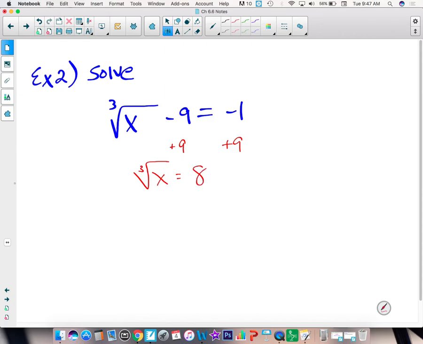So then from there, what do you think you got to do? We got a cube root, so how do we get rid of that? Cube both sides. So you have x equals 8 cubed, and I think that is 256. All right? So then, if you check that one, should be good. Because it'd be cube root of 256, which is 8 minus 9, negative 1.